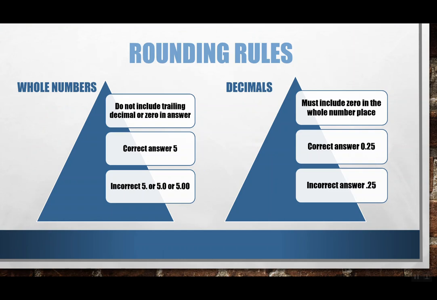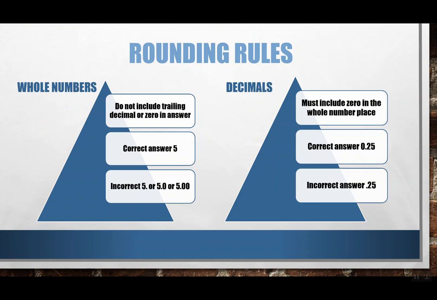So the first thing we need to always know is our rounding rules. Whenever we have exams, we will have the rounding rules above each question when we do dosage calculation questions. Here are a few examples. With whole numbers, do not include trailing decimals or zeros in an answer. So if the answer is 10 milligrams, the answer is not 10.0 milligrams. And in this one it says 5 is correct, and 5.0 and 5.00 are incorrect. The answer would be 5.